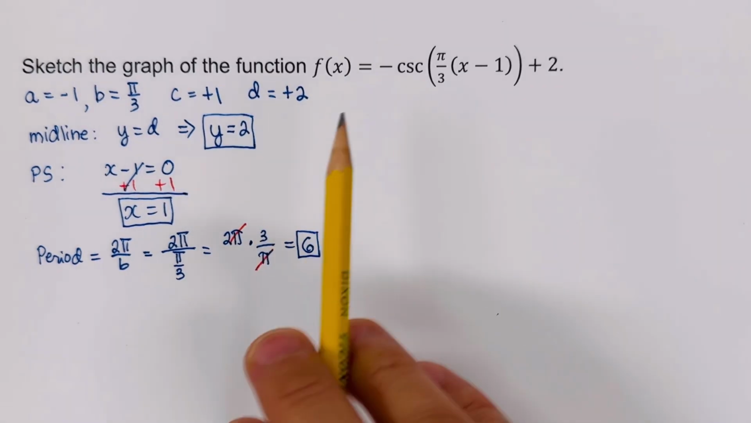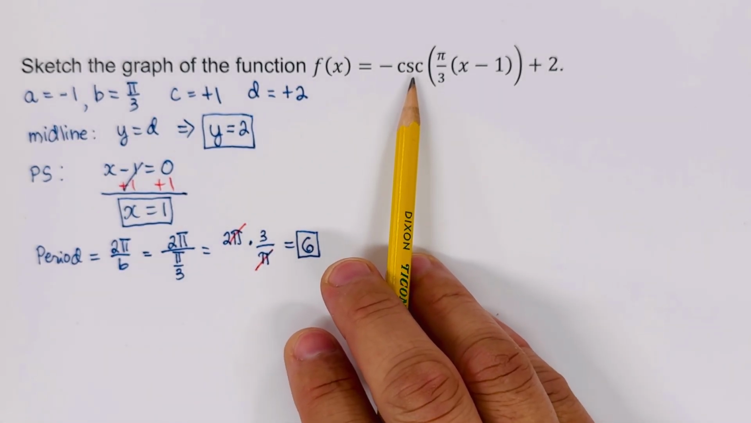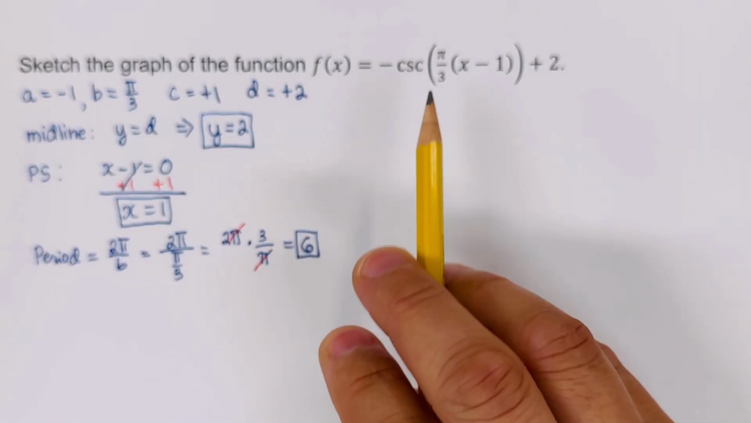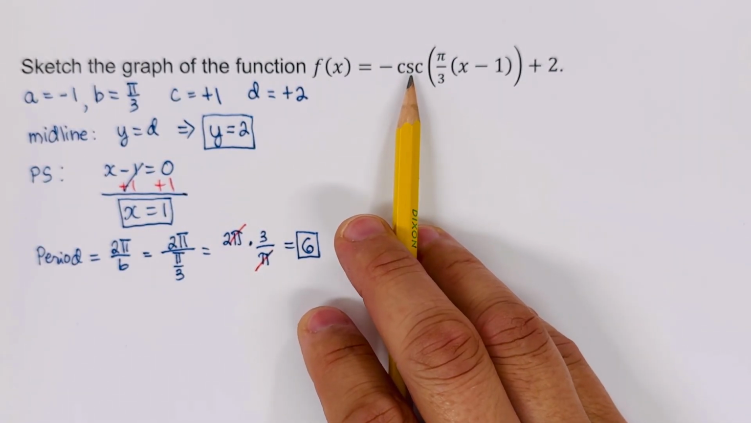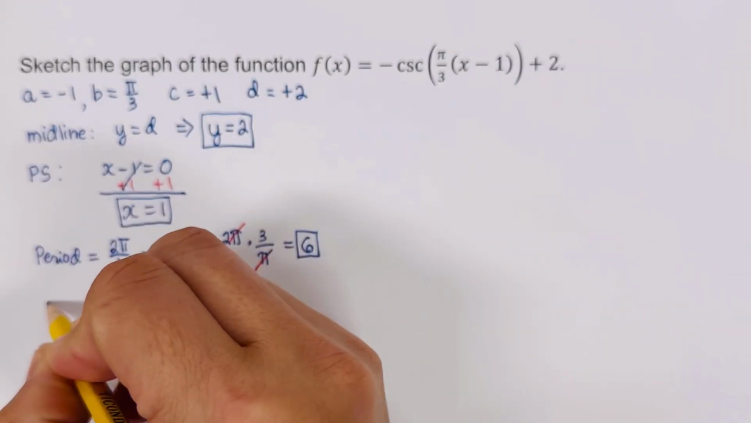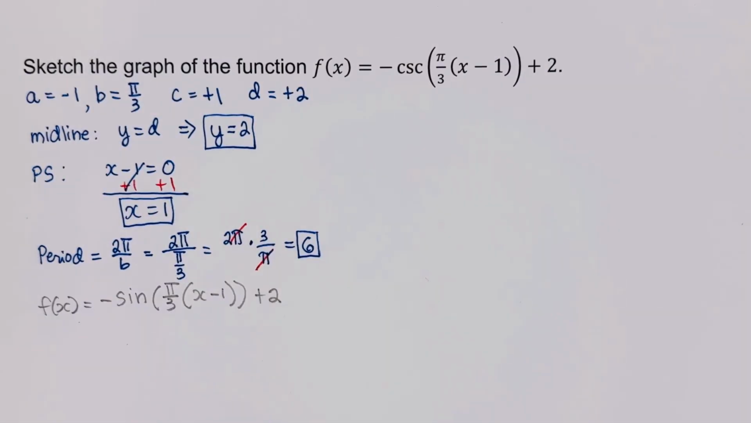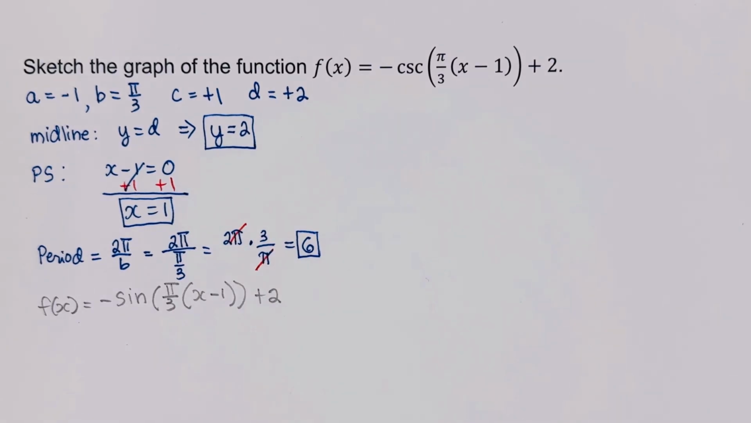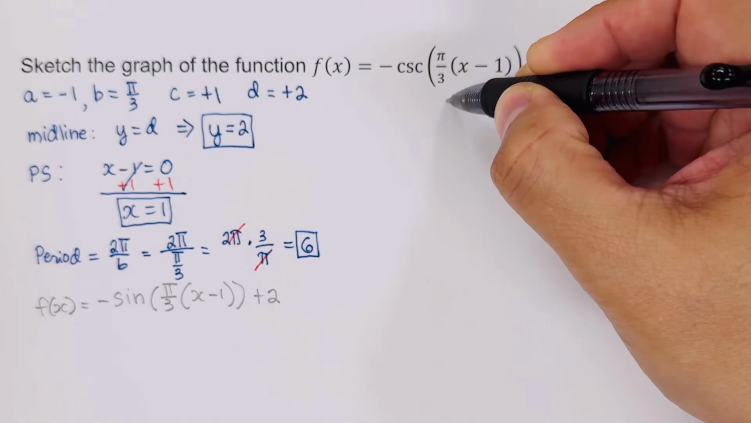In order that we can sketch the cosecant graph, we will sketch the sine graph first, and then using that sine graph, we are going to sketch the cosecant from there. So we pretty much have to sketch the sine version of this equation. The reason why we're using sine here is because the reciprocal of sine is cosecant. So we can go ahead and sketch the graph.